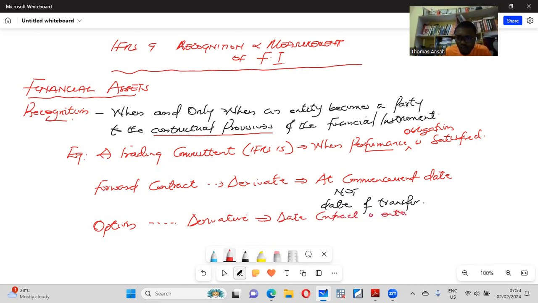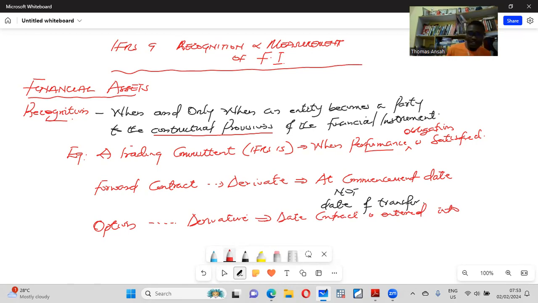Is entered into. All right. So if it is a liability, because this one is an asset, let's say it's a liability, you have to start making a provision for the liability. Do you remember IFRS 2? Yeah, grant date, vesting date, exercise date. So you don't wait to the exercise date.